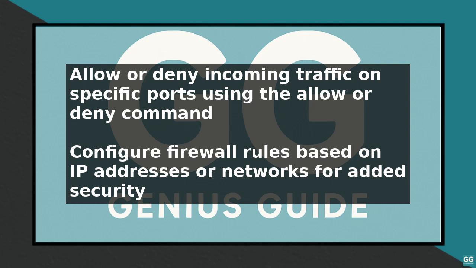You can also allow or deny traffic based on IP addresses or networks. It is essential to note that the order of the firewall rules is crucial. The rules are applied in the order they are listed, so you need to make sure that the most specific rules come first. You can list all the firewall rules by typing in the command sudo ufw status.